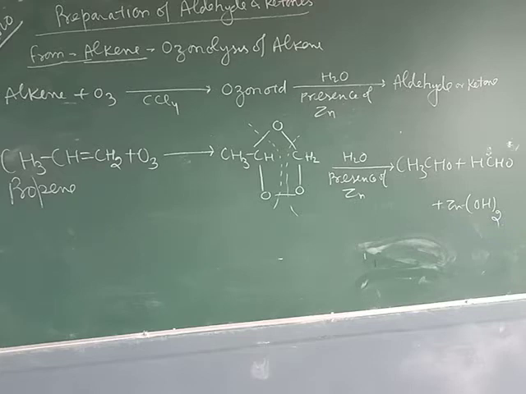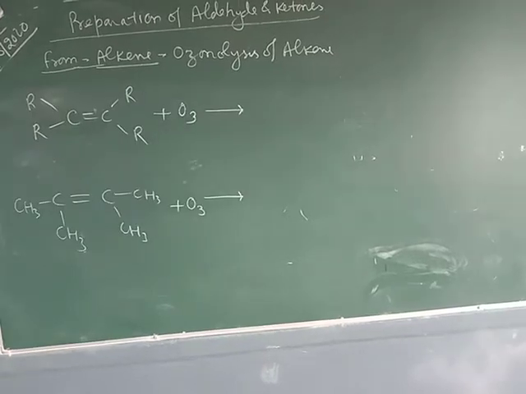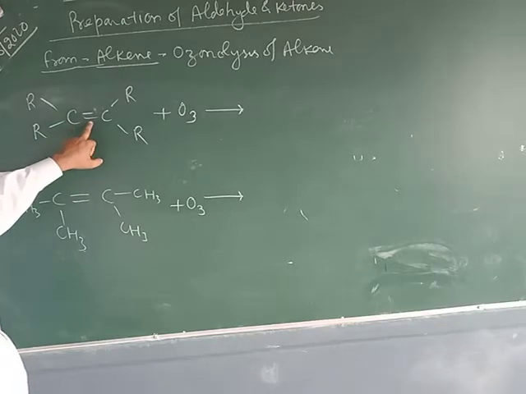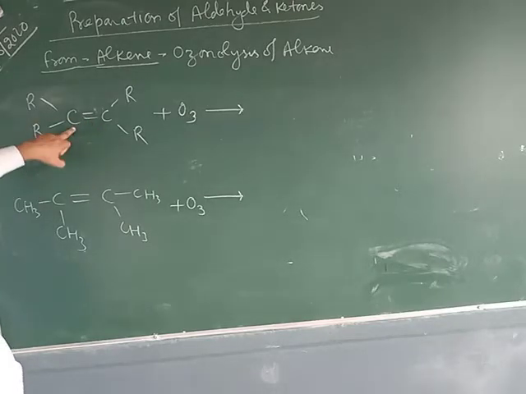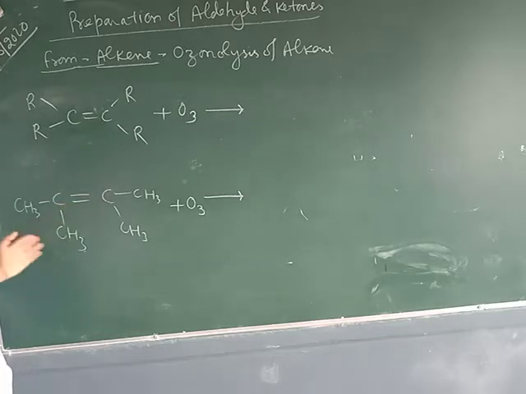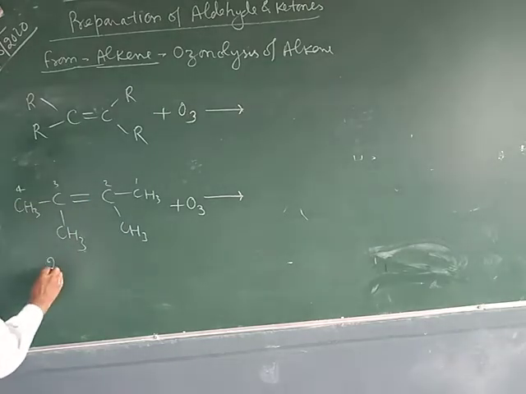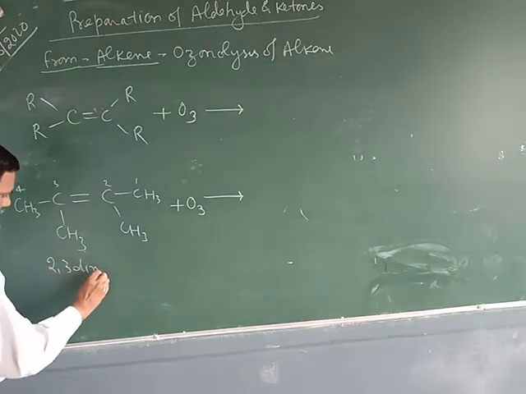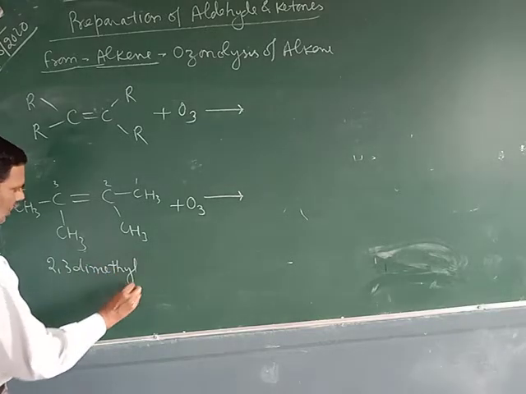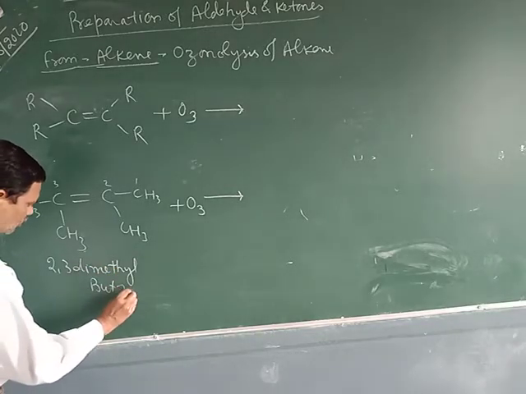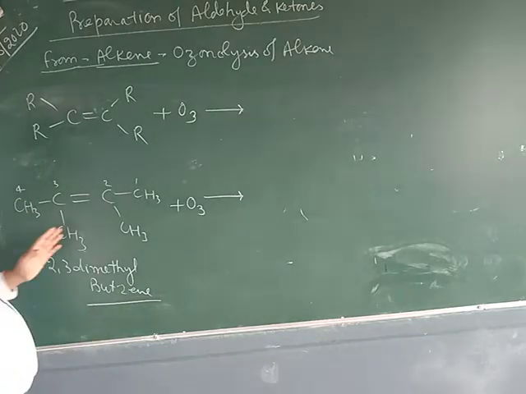Next is an example for the preparation of ketone from the ozonolysis of alkene. Now, an alkene of this type, with the double bond between this carbon atom and this carbon atom, which also has side chains like this one: 1, 2, 3, 4. It is 2,3-dimethylbut-2-ene. Ozonolysis is carried out.